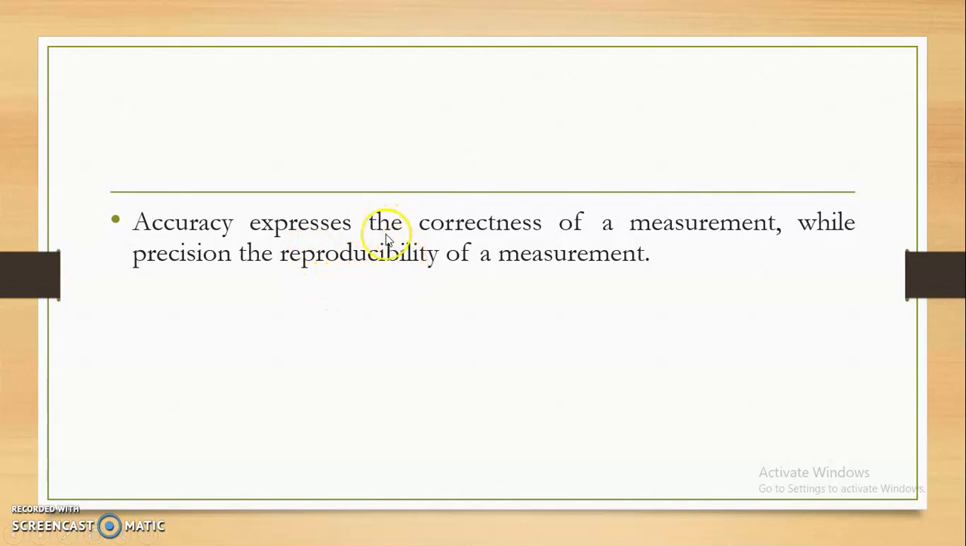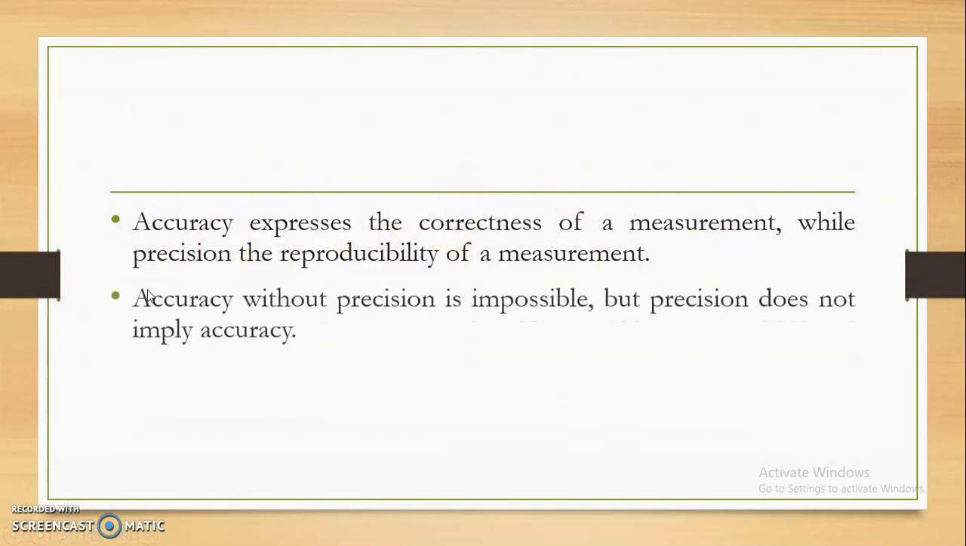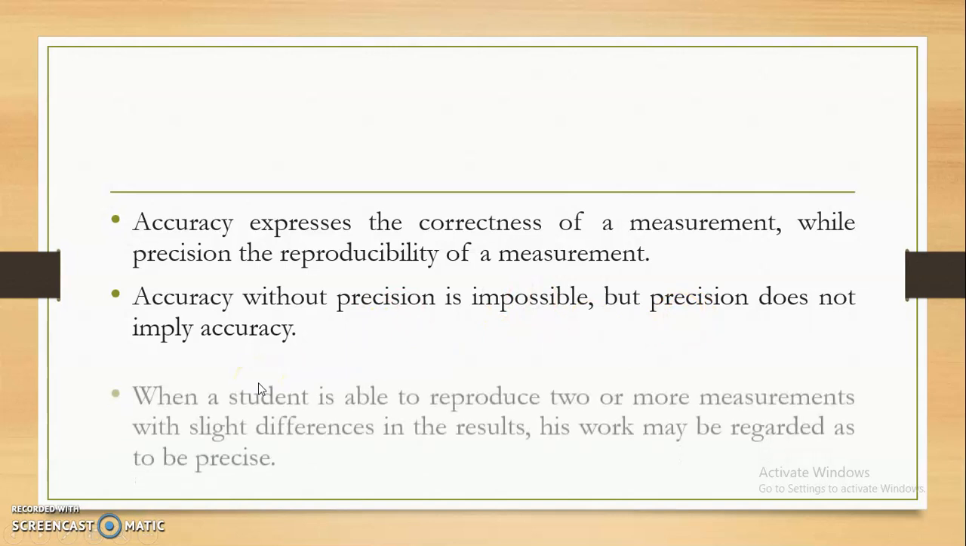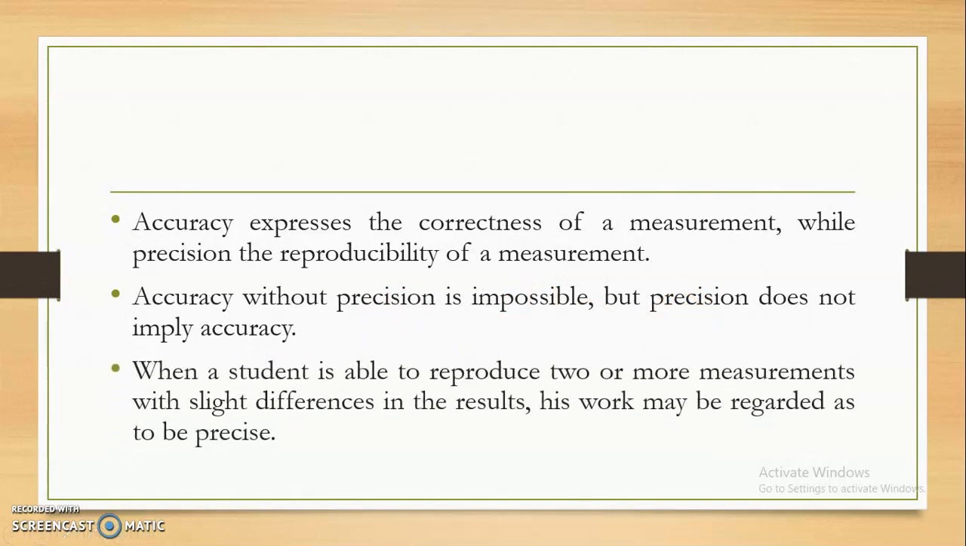It means how much closer we can produce the different results. That is the reproducibility. Accuracy gives correctness of the measurement, while precision gives the reproducibility of the measurement. Accuracy without precision is impossible, but precision does not imply accuracy. We have studied that also in that diagram. The third diagram that we have seen was precise but not accurate. So accuracy without precision we can't get, but we can get precision without accuracy.